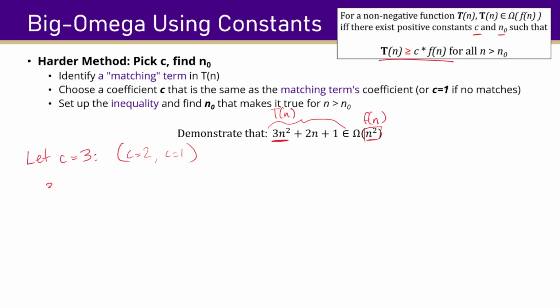So now we have 3n squared plus 2n plus 1 is greater than or equal to C times our f of n, for all n greater than n naught. And so our goal is, again, to find an n naught that makes this inequality true.